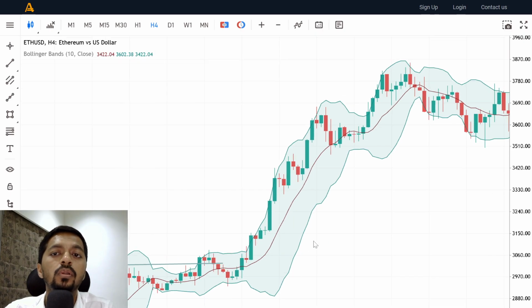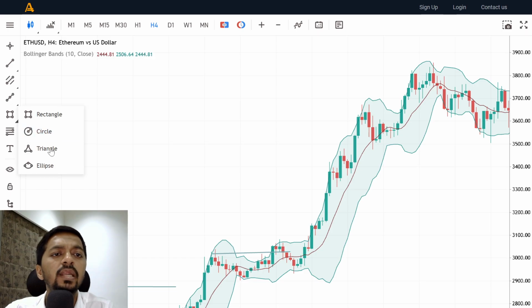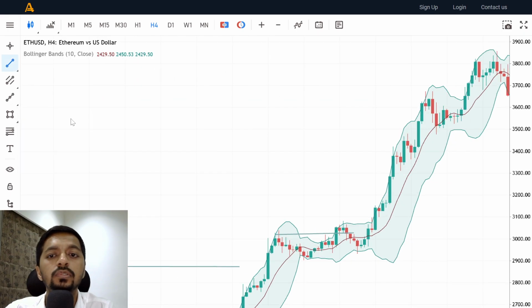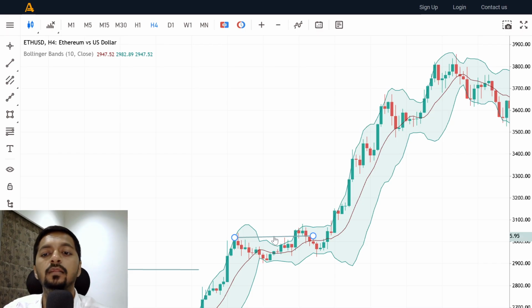So see the reward you get over here. This might be your stop loss, this low might be your stop loss, and you get almost 1:4 or 5 or more than this risk reward over here. So this is how we can track this, right?